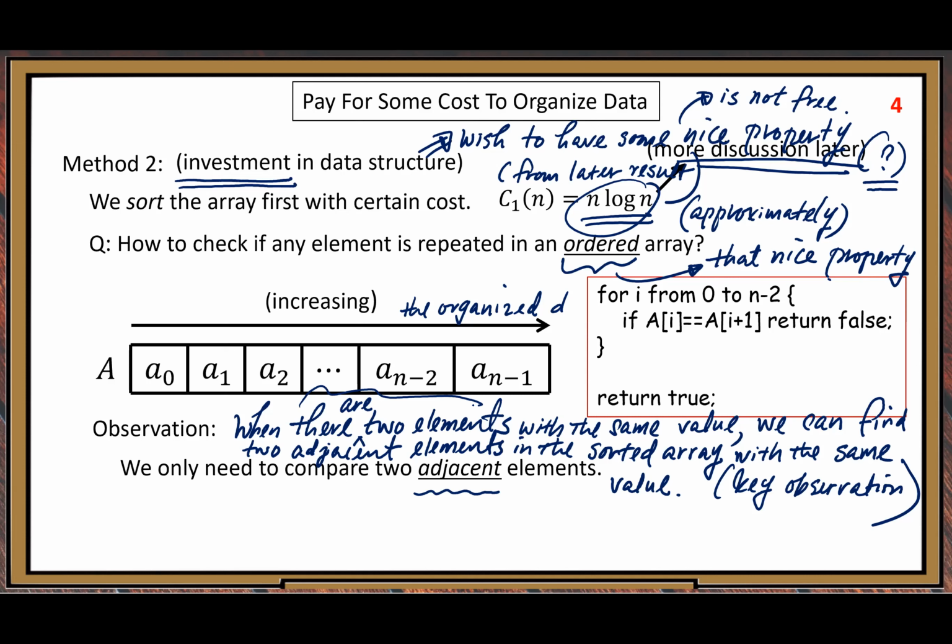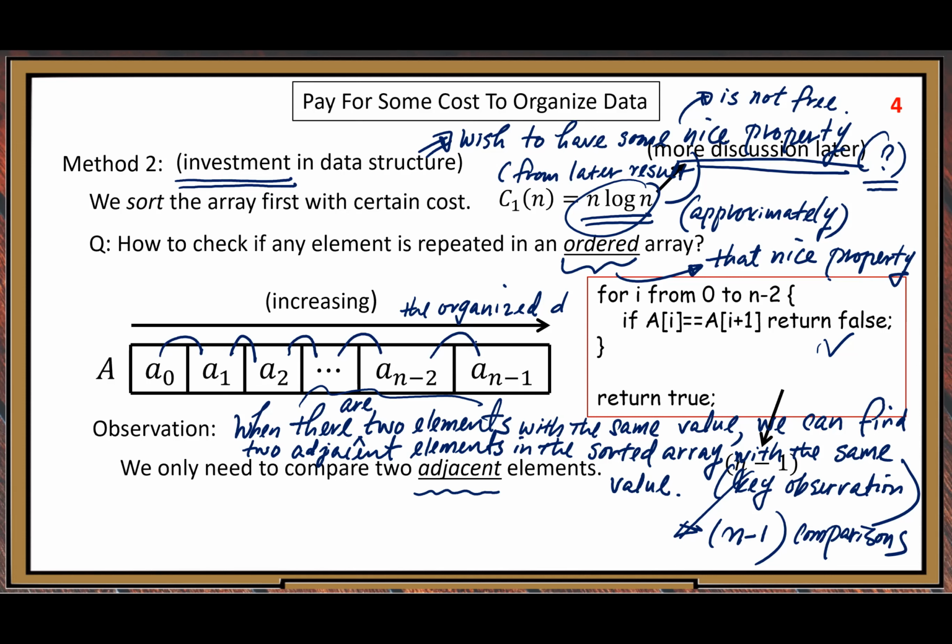If you only do the comparison on adjacent elements, then the number of comparisons should be much smaller than before, right? Here I wrote the solution. That number is n-1 comparisons, because you only consider adjacent pairs. How many adjacent pairs do we have? n-1.